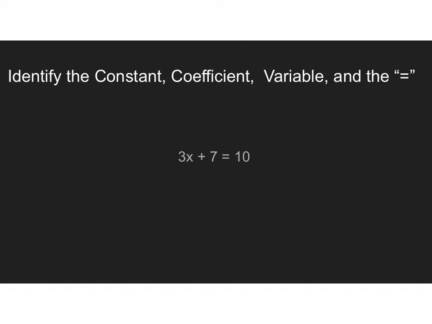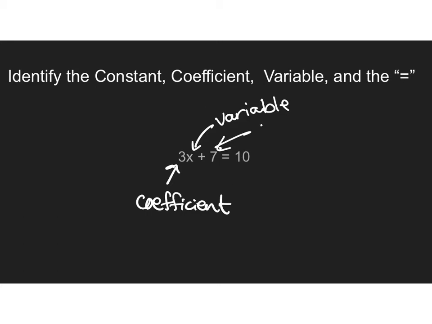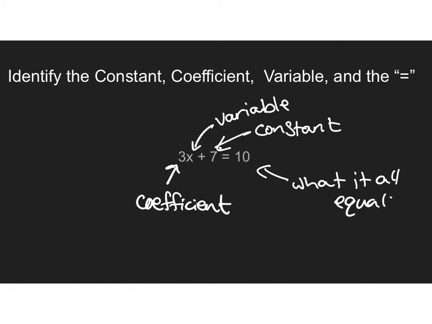All right, just to review, this number out front is a coefficient. That right there, the letter, is the variable. That's the thing that changes. And then this number here is the constant. And then this is what it all equals. So 3x plus 7 equals 10.